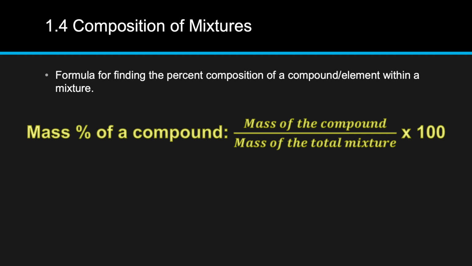When you're trying to find the percent mass of a compound within a mixture, it's the same formula that we used in the last lesson, the part over the whole times 100. It's just that the whole looks different here. Instead of an element over a compound, now we're doing a compound over the whole mixture. So it's the same concept, just with different words plugged into the formula.